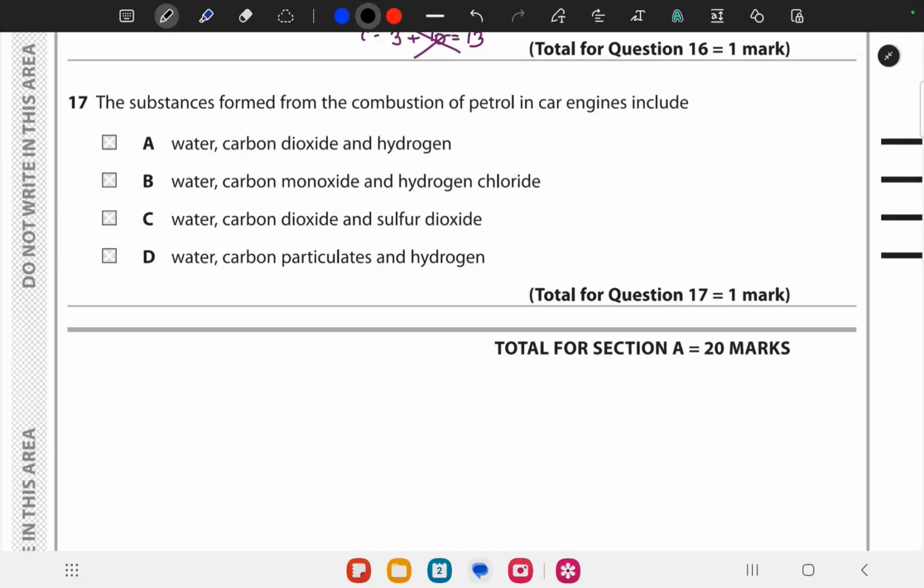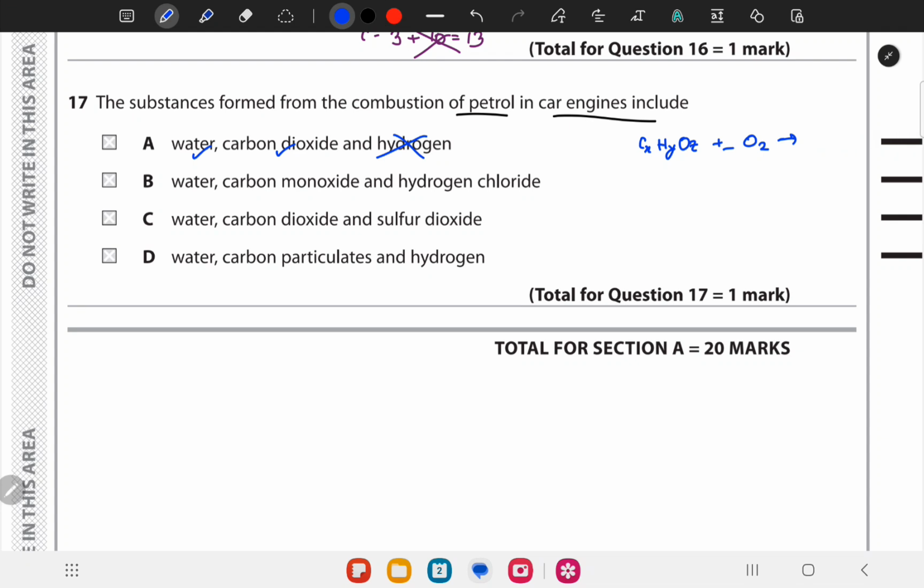In question 17, we are asked which substances are formed from the combustion of petrol in car engines. In option A, if we look, water is produced during combustion, water vapor. Carbon dioxide is also produced. Hydrogen is not produced. If we have a complete combustion, we'll have CxHyOz plus something O2. We'll have CO2 plus H2O.